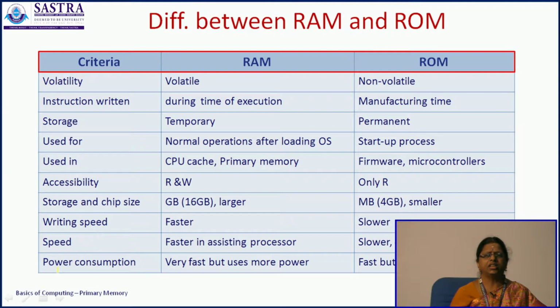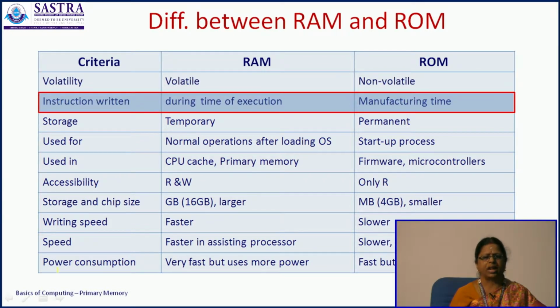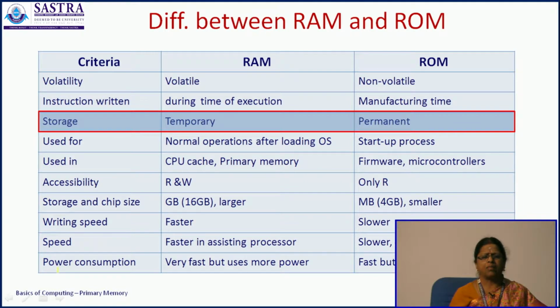Let us now see the differences between RAM and ROM. RAM is volatile in nature, whereas ROM is non-volatile. Instructions are written into the RAM during the time of execution, whereas we write instructions onto the ROM during manufacturing time. Sometimes we even erase the information and write information onto ROM. RAM is used for temporary storage, whereas ROM is used for permanent storage.